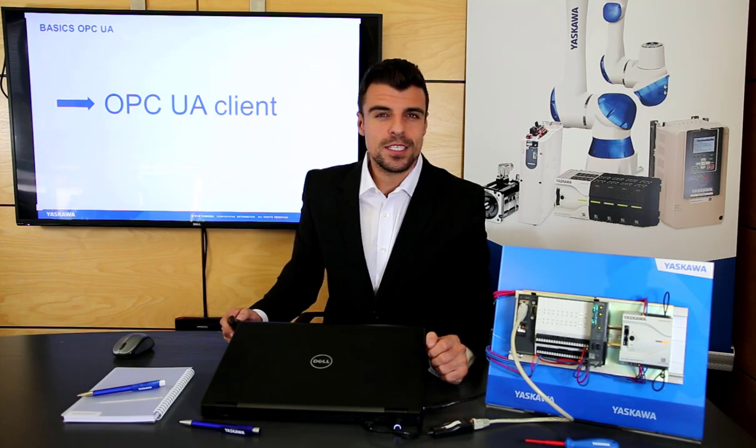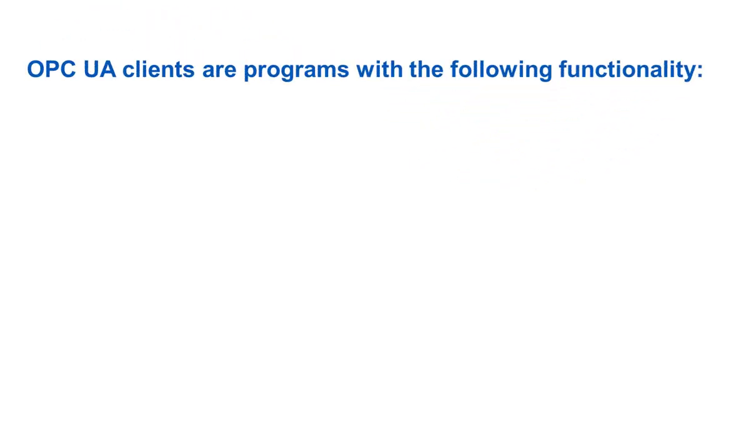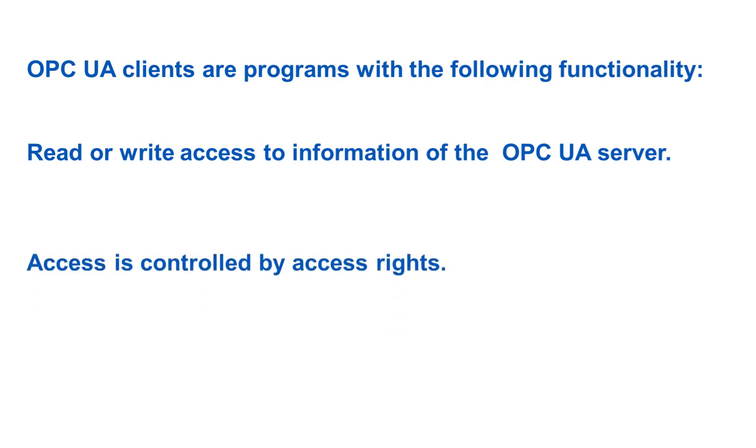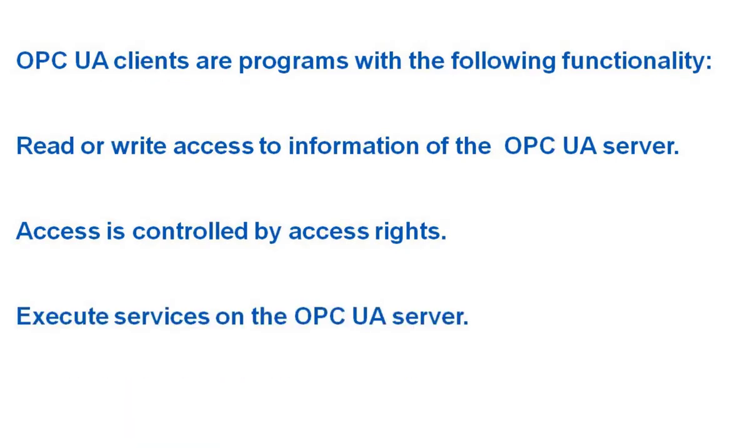What we understand under OPC UA Client. OPC UA clients are programs with the following functionality: the first one, read or write access to information of the OPC UA server. The second one, access is controlled by access rights. The third one, execute services on the OPC UA server.